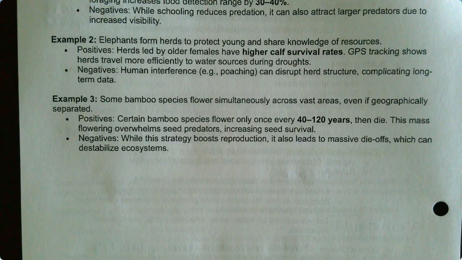Positive, certain bamboo species flower only once every 40 to 120 years, then die. This mass flowering overwhelms seed predators, increasing seed survival. Negatives, while it does boost reproduction, it also means all of them die simultaneously. So you get a lot of reproduction happening, but then at the same time you get a lot of death happening. And it's good because then more of these seeds are surviving, but it's also bad because then all of the established plants are dying off at the same time.